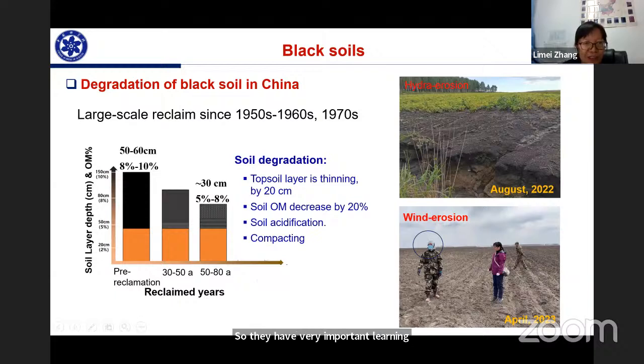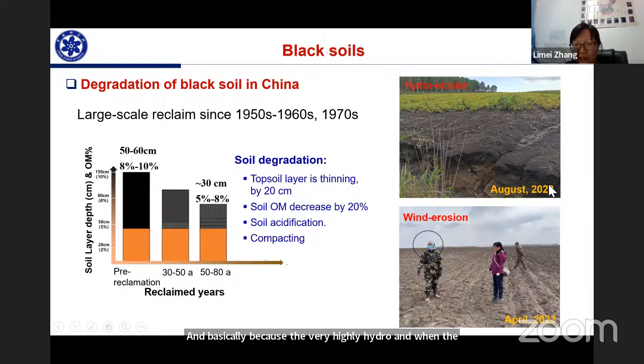And the black soil in China was reclaimed since the 1950s and 60s, even to 1970. Following the intensive land use, the black soil in China is experiencing very serious soil degradation, particularly as the very fertile topsoil layer is thinning, reduced by almost 20 centimeters, basically because of very heavy water and wind erosion.